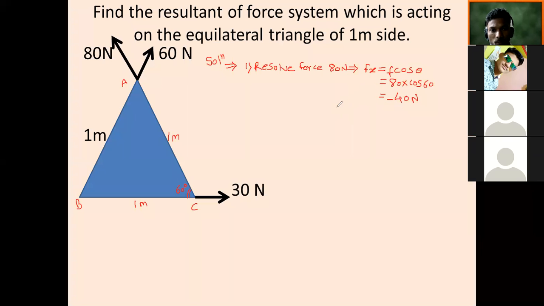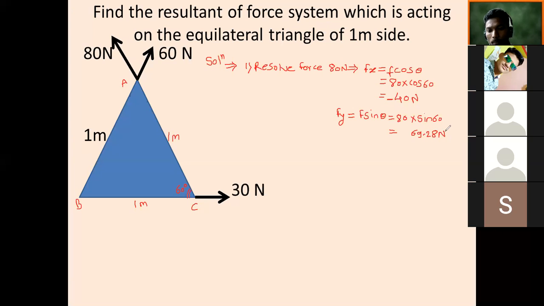So what about its Fy component? I will write here Fy is equal to what formula? Already we have written F cos theta for the x component, so now it will be F sin theta. What is the value of F? 80. What is the value of sin theta? Sin 60. Calculate now. 80 into sin 60. How much is it? 69.28. Very good.